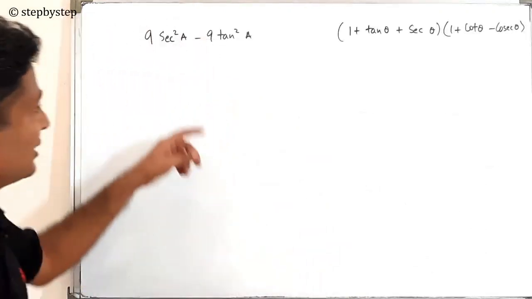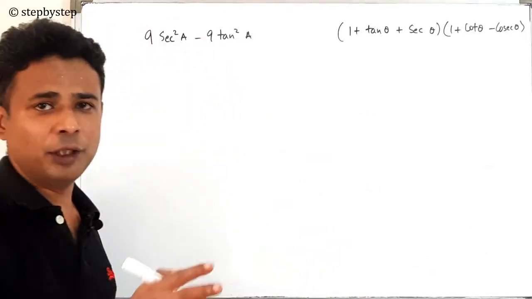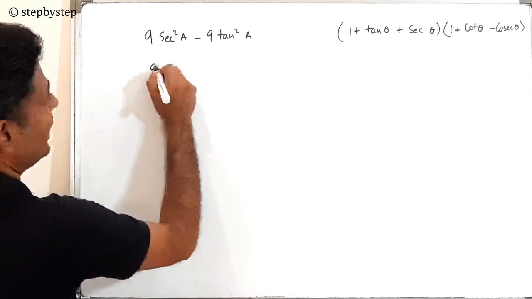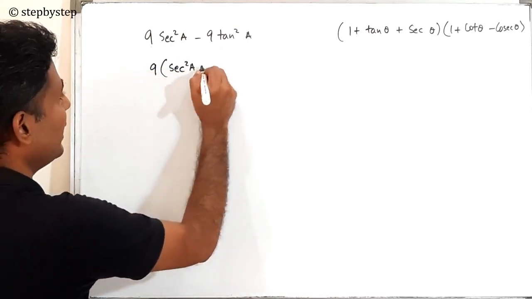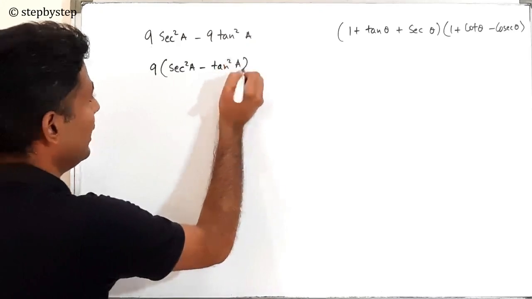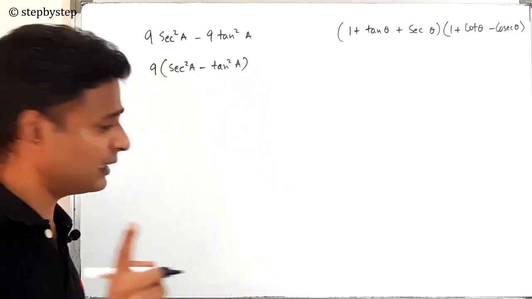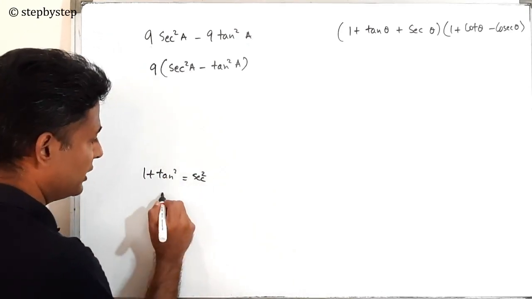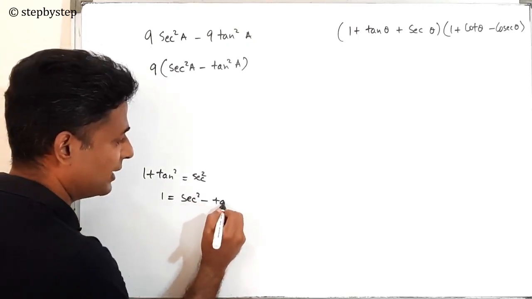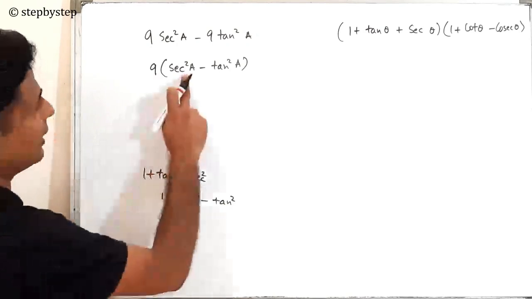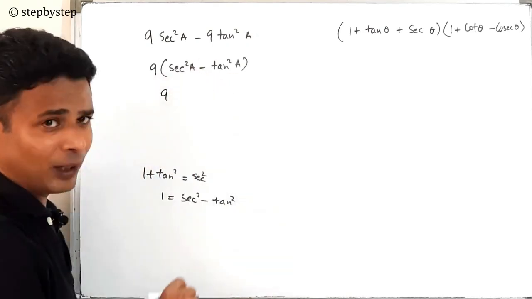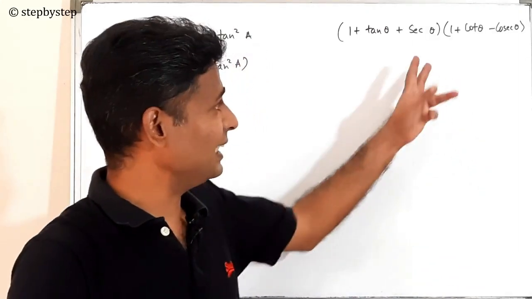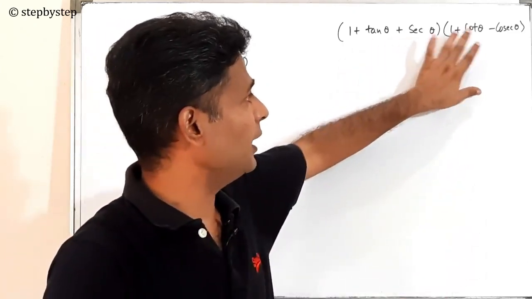Fourth question, first sub question is, they have asked you to simplify this and they have given you 4 options. Now here we have 9 sec square A minus 9 tan square A. So I can take 9 common. So I get sec square A minus tan square A. Now if you remember, 1 plus tan square A is sec square A, right? Which means 1 is equal to sec square minus tan square. So sec square A minus tan square A is nothing but 1. 9 into 1 is 9. So the answer is 9.